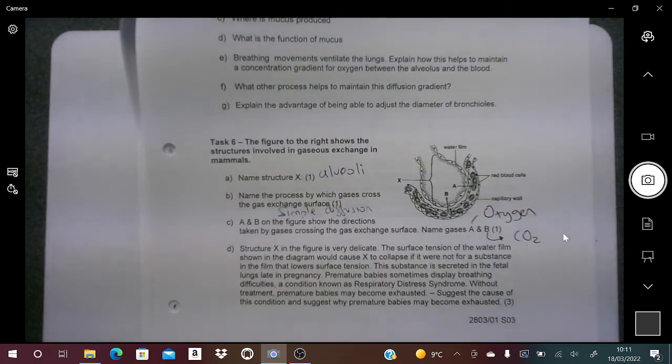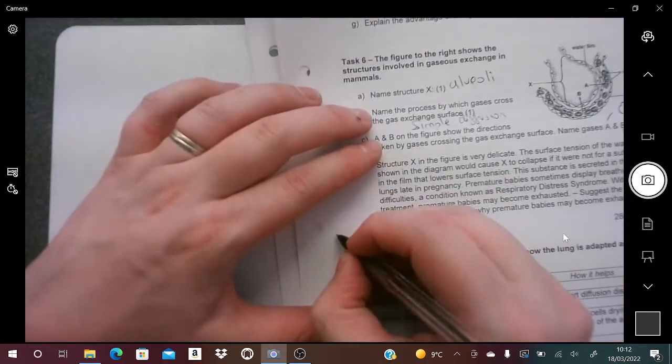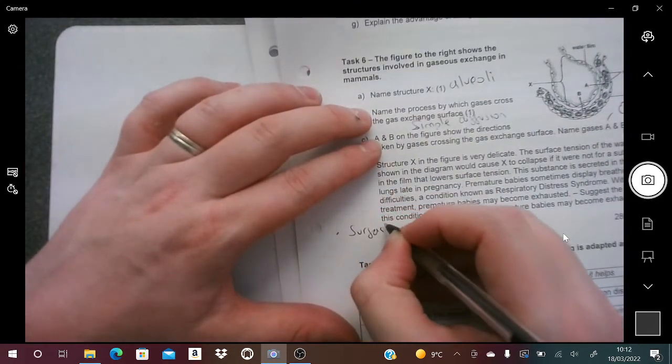We should now know that this is surfactant. I would be disappointed if you haven't in your answer talked about this substance being surfactant, because we should know it. So surfactant should be there somewhere.